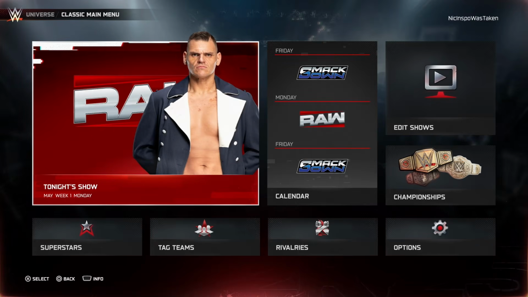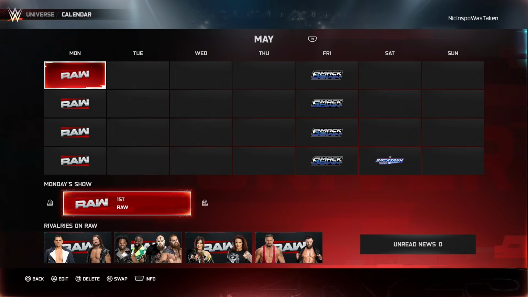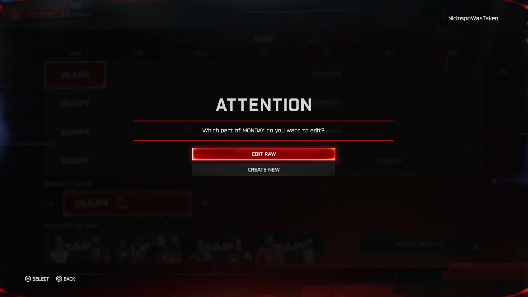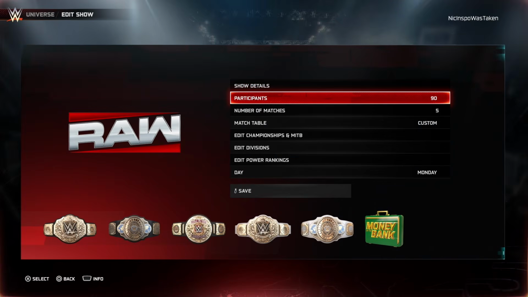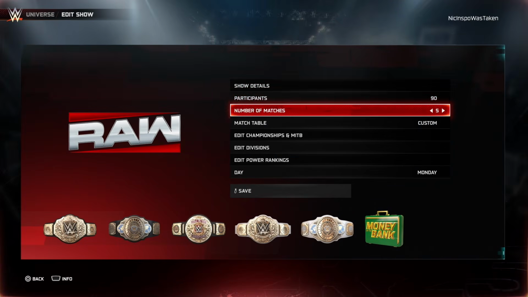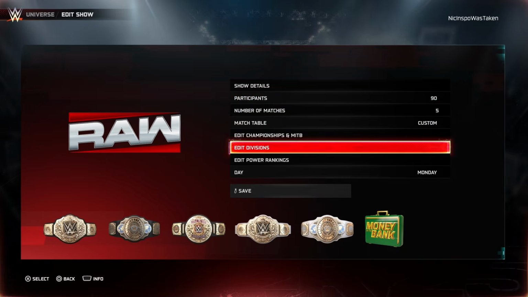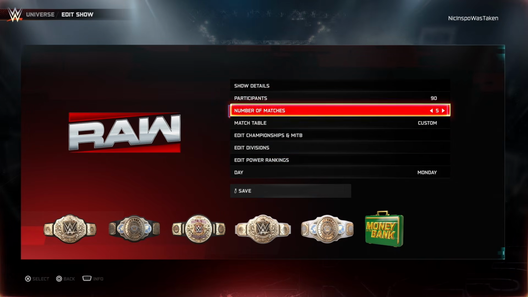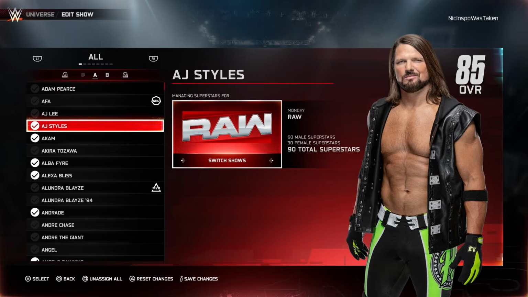This is how I personally organize a draft in my universe mode. I should mention that in this game, there is not yet a draft feature. So there isn't a cool 2011-style draft that picks people and makes it really cool. However, this game does make it easier to see who's on your Raw and SmackDown brand.